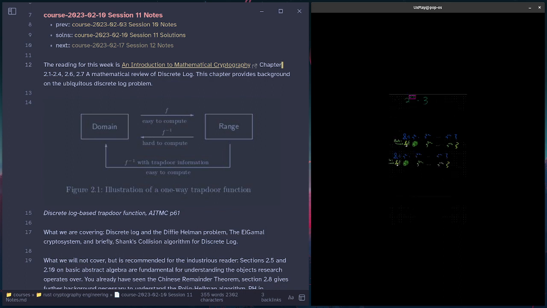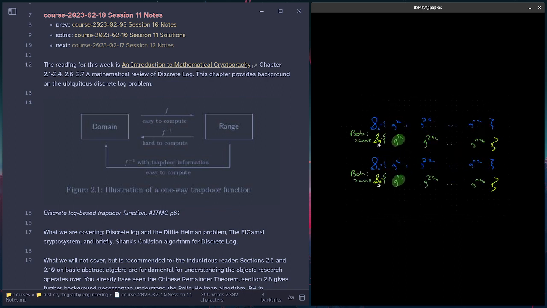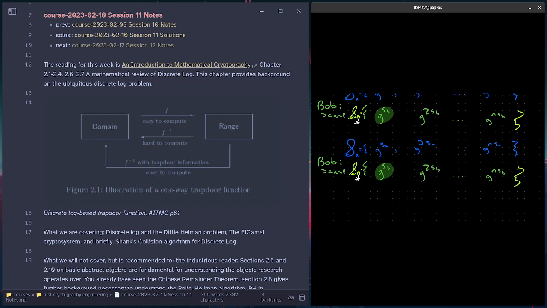We're going to change this up such that instead of the original string that Alice published, Alice is now going to publish the values g to the SA, g to the SA squared, up to g to the SA to the n, and Bob is going to do likewise. Bob is going to compute g to the SB, g to the SB squared, and g to the SB up to the n.